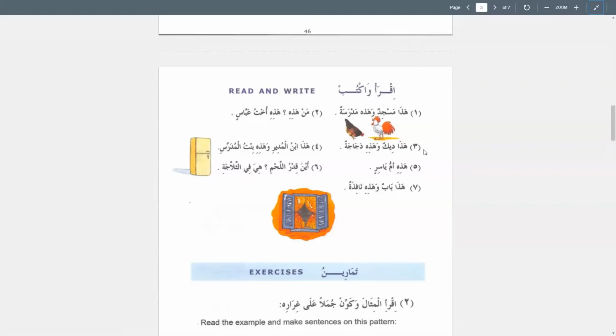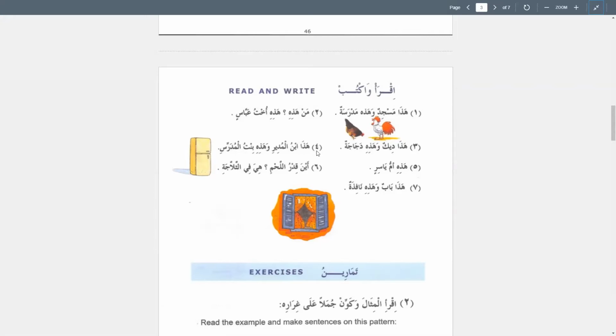Lydia, number 3. Hada, dikun. Wa hadihi dajaja. This is a rooster and that is a hen. And this is a chicken. Dajaja, chicken. Okay, but remember, hada and hadihi both mean this.